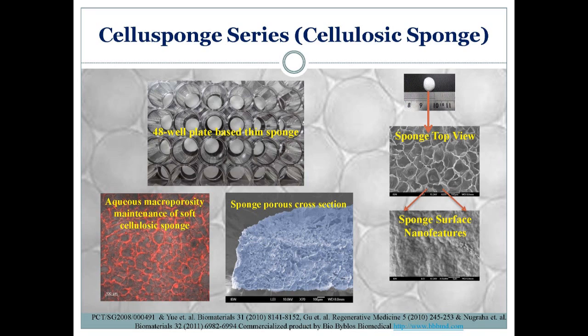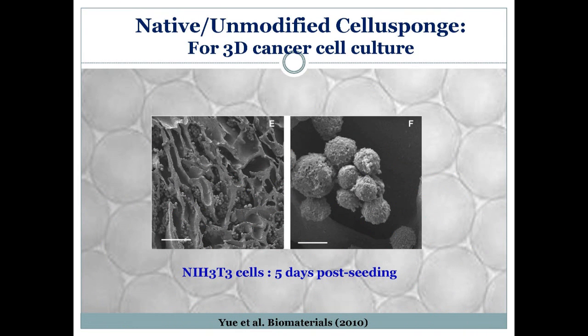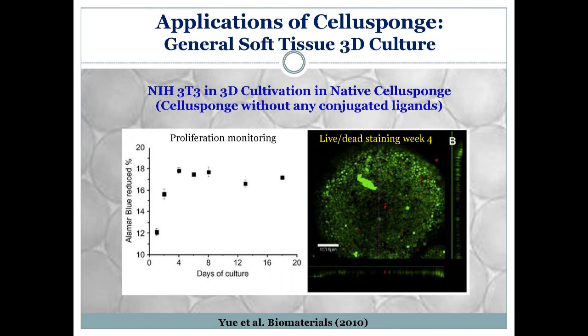Now we come to the left side. On the top, we see a cellosponge in a 48 well plate. On the bottom, you see aqueous microporosity maintenance of the sponge. On the right is the cross section. This one is 5 days post-seeding of NIH 3T3 in cellosponge plant. In the next few slides, we shall see the applications of cellosponge in plant form.